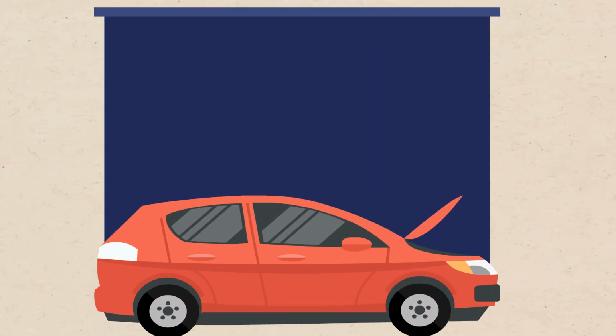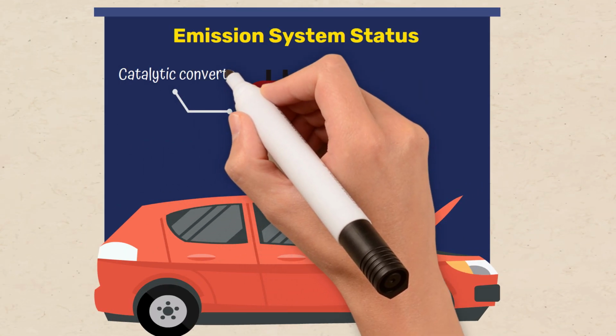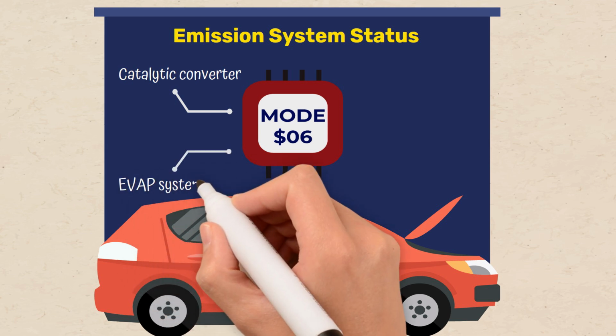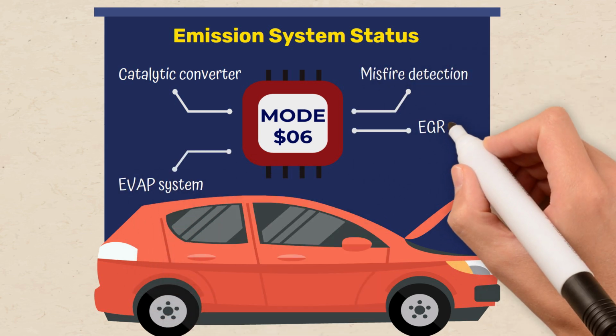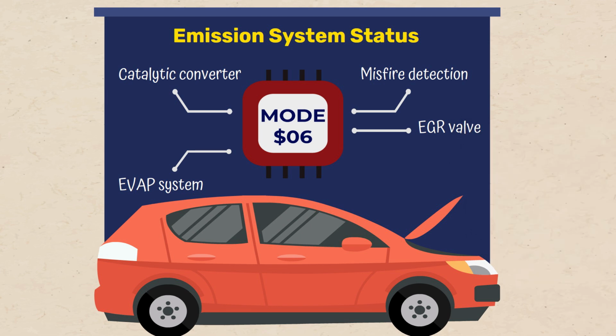It provides a detailed view of the status of emission-related systems, including the catalytic converter, the evaporative emission control system, misfire detection, the exhaust gas recirculation valve, and yes, the oxygen sensors as well.